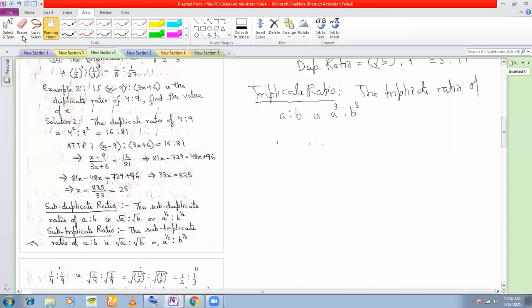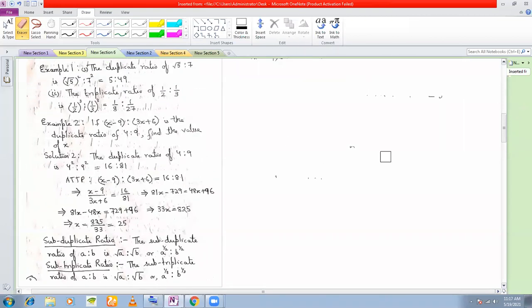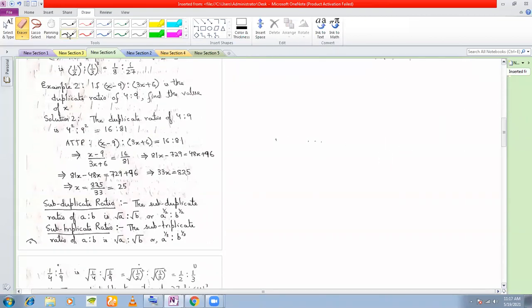The question here is, if x minus 9 is to 3x plus 6 is the duplicate ratio of 4:9, find the value of x. So what can we say? What is the duplicate ratio of 4:9? 16:81. The duplicate ratio of 4:9 is equal to 4 square is to 9 square, isn't it? Which is equal to 16:81. But what is the duplicate ratio given? x minus 9 is to 3x plus 6.